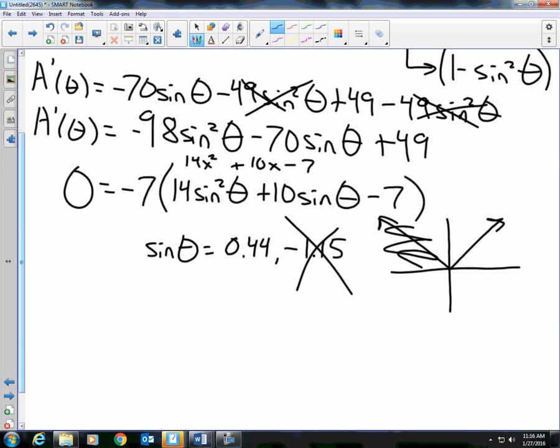So how do we solve sine of theta is equal to 0.44? Inverse. Go ahead and take the inverse. What do you get? Ooh, you're in radians. Let's work in degrees. 26.1 degrees.